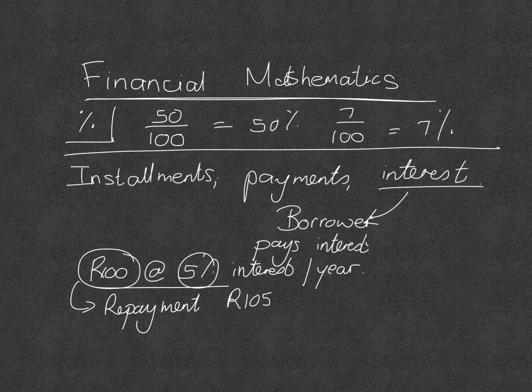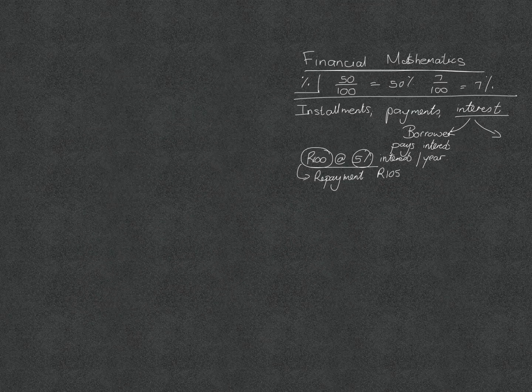Now, of course, the person that gives the loan, he gets that interest. So if you have some savings and you take it to the bank and you ask the bank to keep the savings for you at a particular interest rate, that means that your money will increase. Right. So let's do an example.